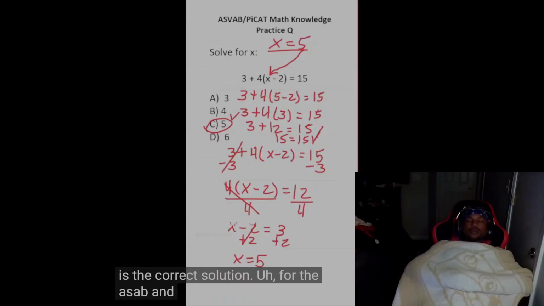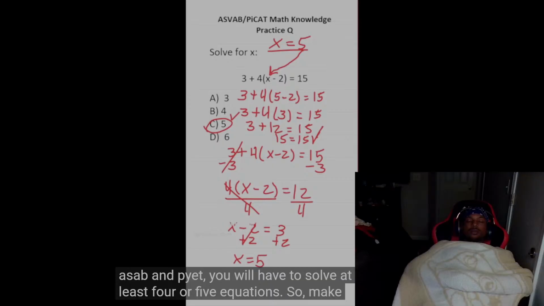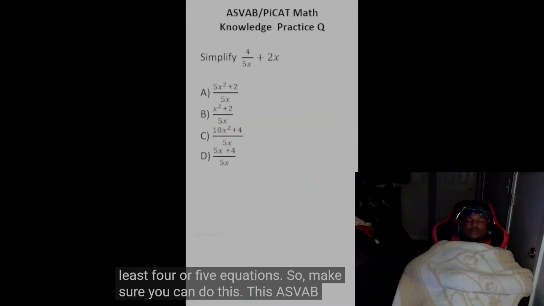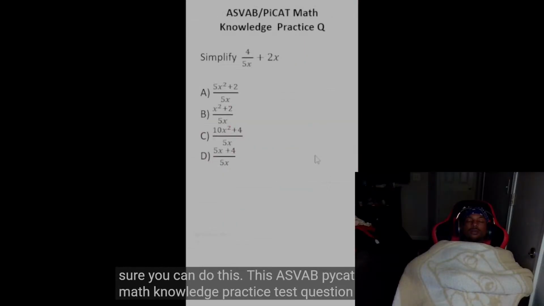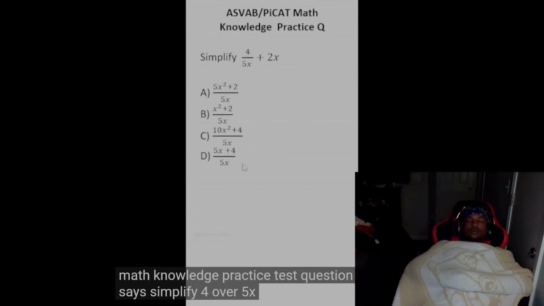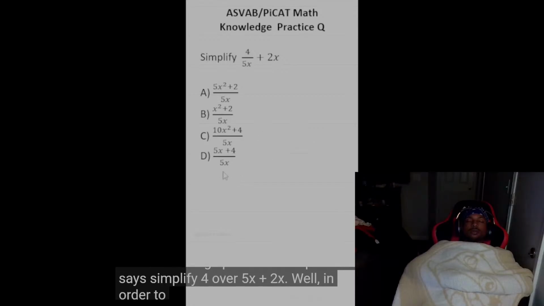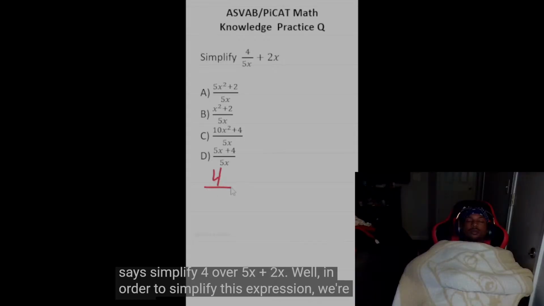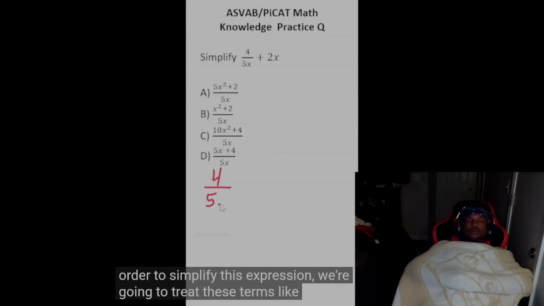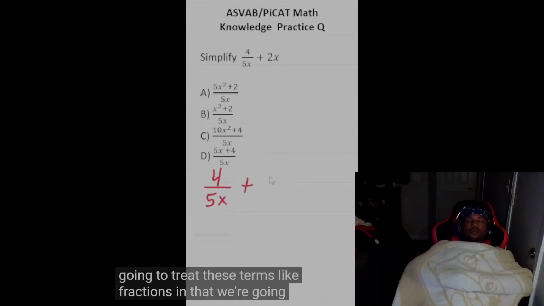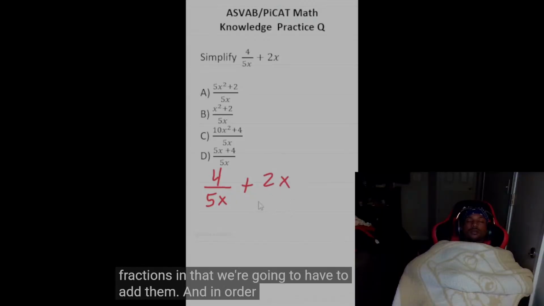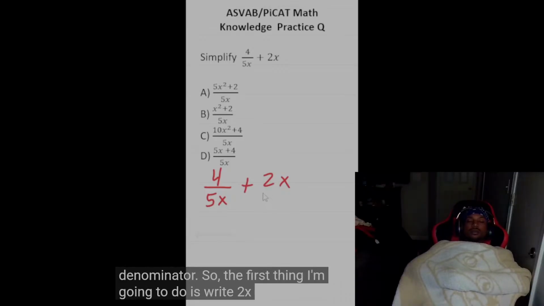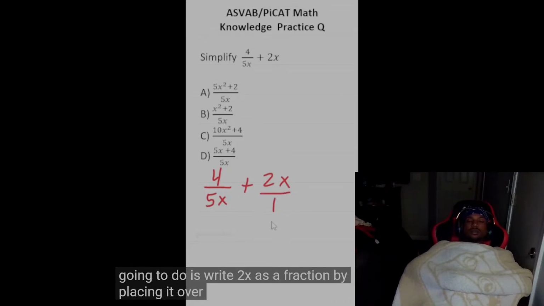For the ASVAB and PiCAT, you will have to solve at least 4 or 5 equations, so make sure you can do this. This ASVAB PiCAT Math Knowledge Practice Test question says simplify 4 over 5x plus 2x. Well, in order to simplify this expression, we're going to treat these terms like fractions, in that we're going to have to add them, and in order to add fractions, they have to have a common or the same denominator. So the first thing I'm going to do is write 2x as a fraction by placing it over 1.